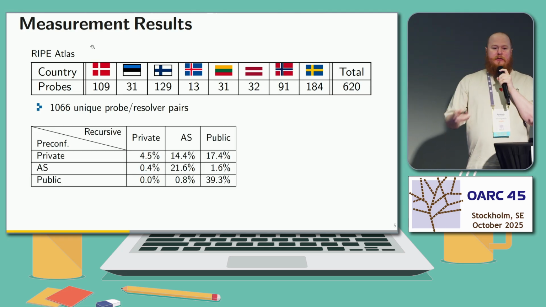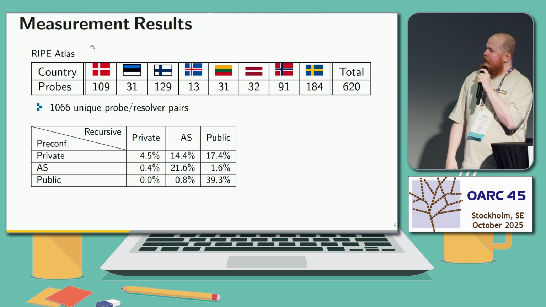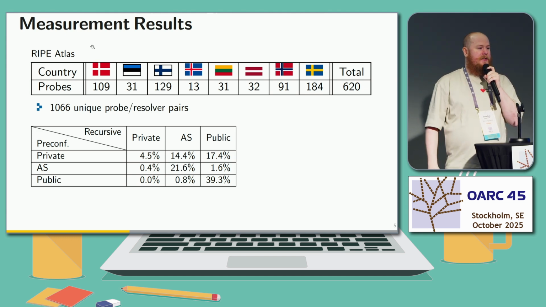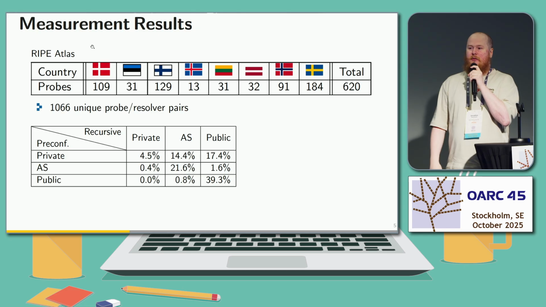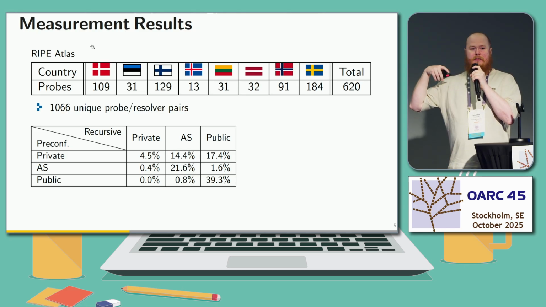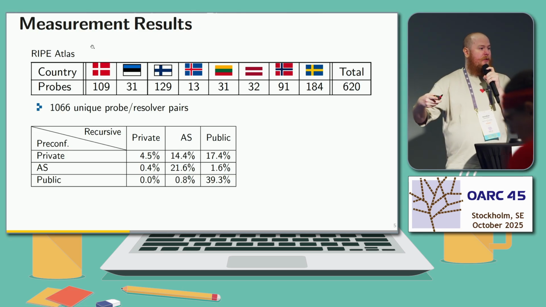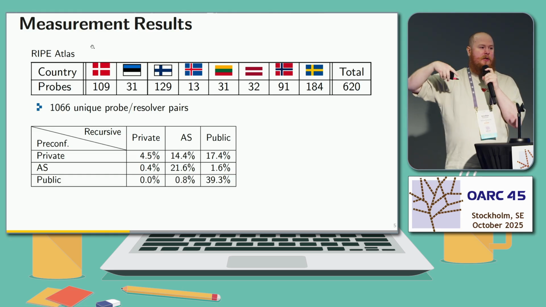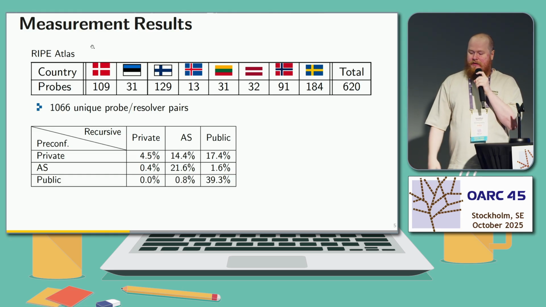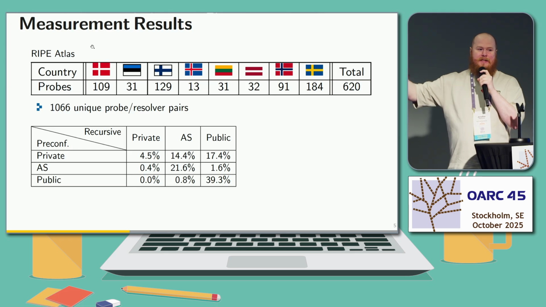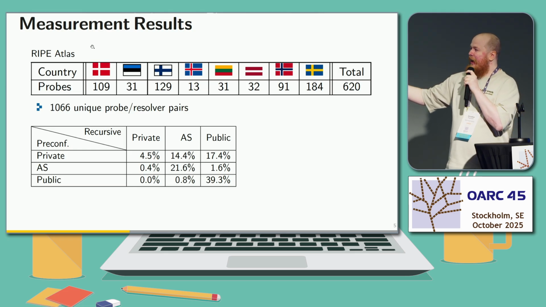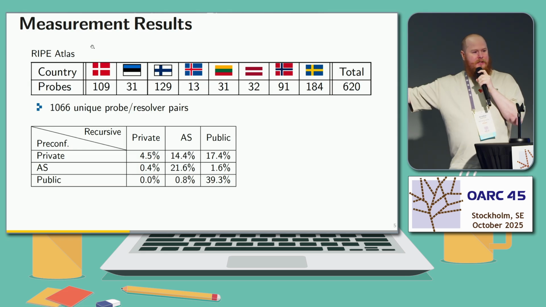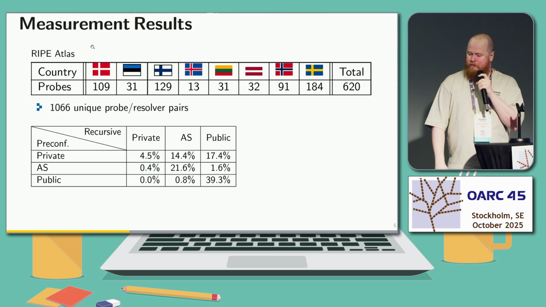We looked at the different forwarding configurations, and we could see that if the pre-configured resolver is sitting on the same local network as the probe, then it's very likely to forward the query to a resolver within the same AS or outside the same AS, compared to resolving the query itself. And then we saw that when it's configured to use within the same AS, then it's very unlikely to forward it to yet another resolver. And for the public, it's not going to forward anything, usually.